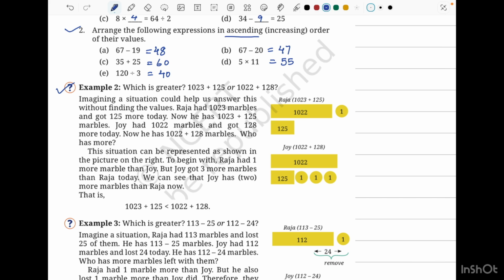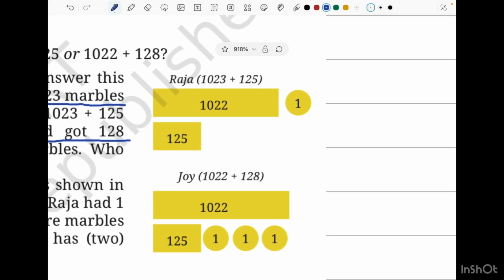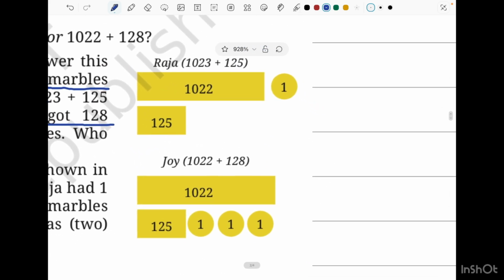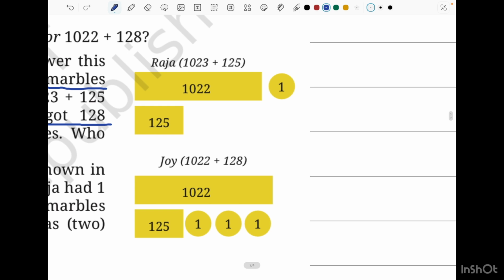This question, example 2: which is greater, 1023 plus 125 or 1022 plus 128? Without finding the values, we can find it like this. Raja had 1023 marbles and got 125 more today. And Joy had 1022 marbles and got 128 more today.